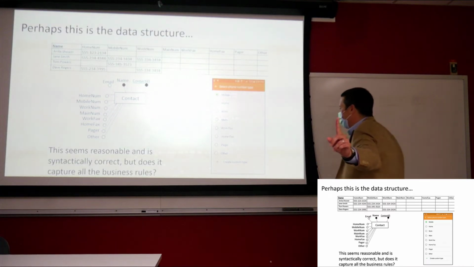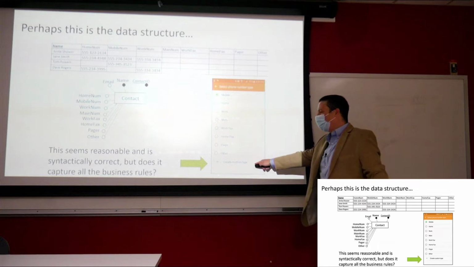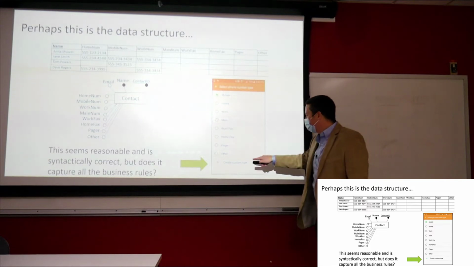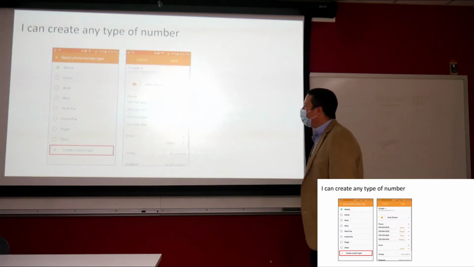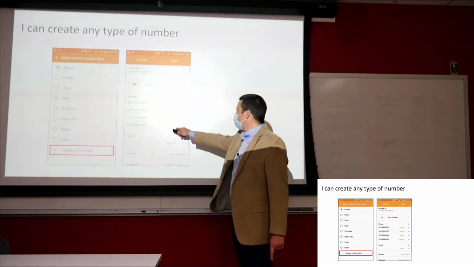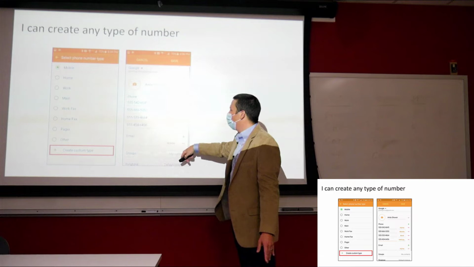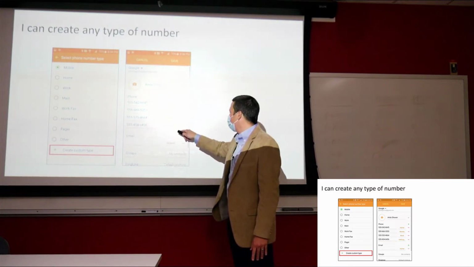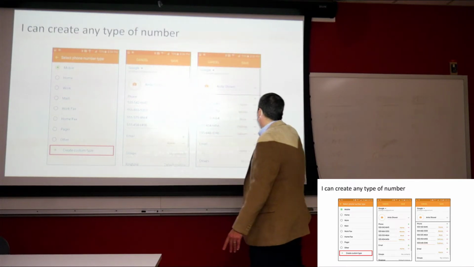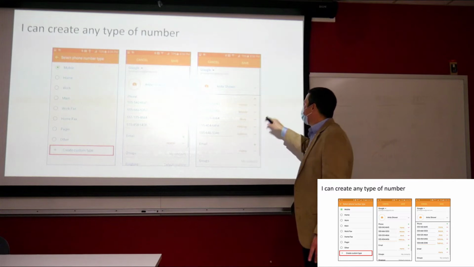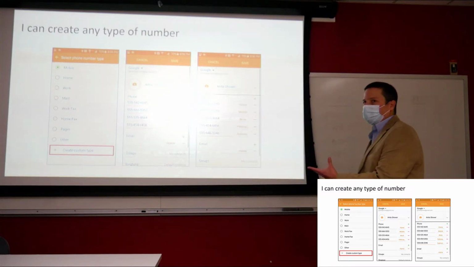But then I notice this, create custom type. So I click on that, and I see that I can type anything I want in here, right? So it's not just home, mobile, work, fax, pager, and other. I can have she's got a helicopter or a submarine. I can put whatever I want there. The options are unlimited.